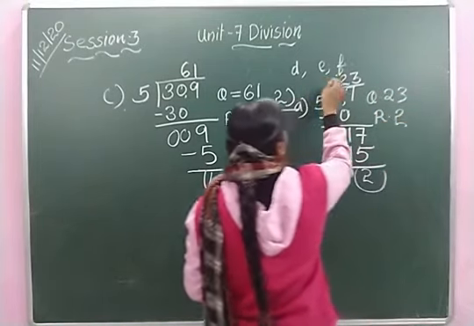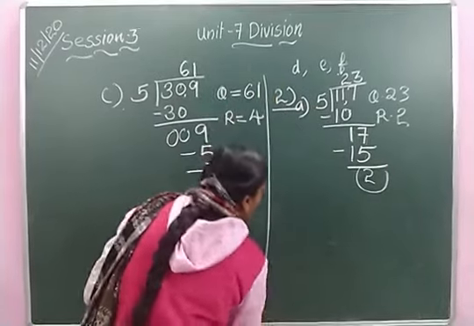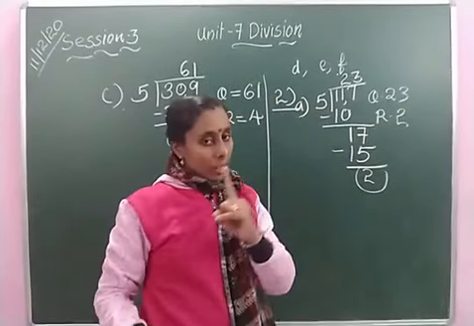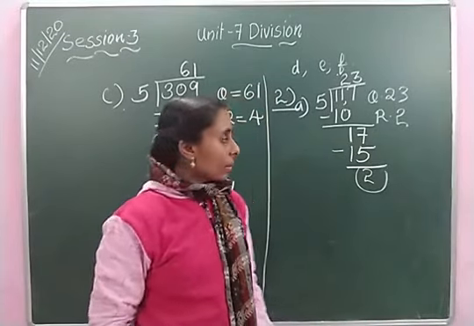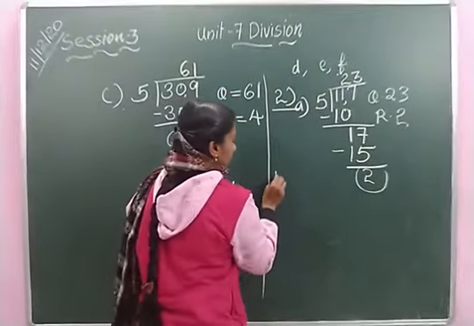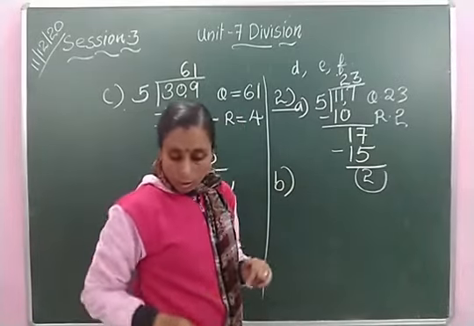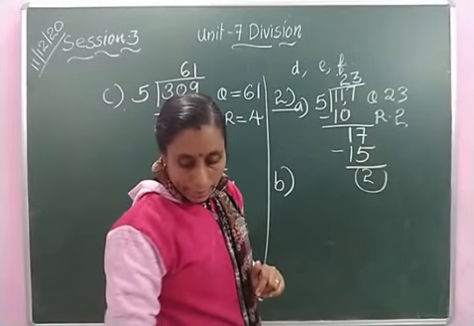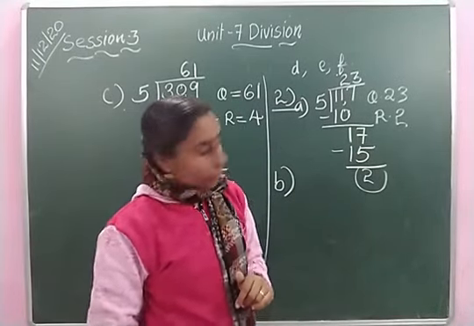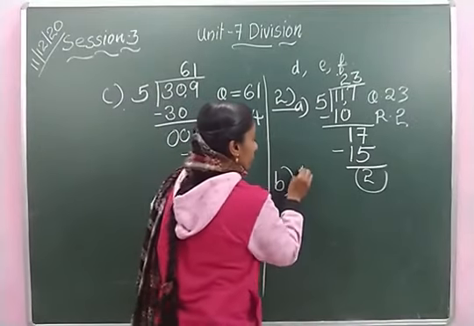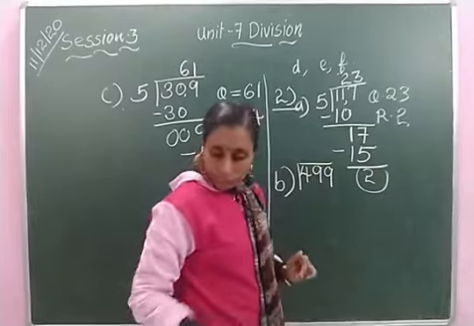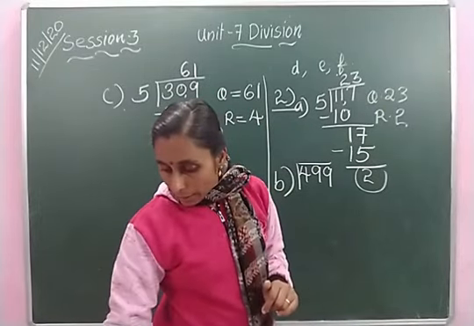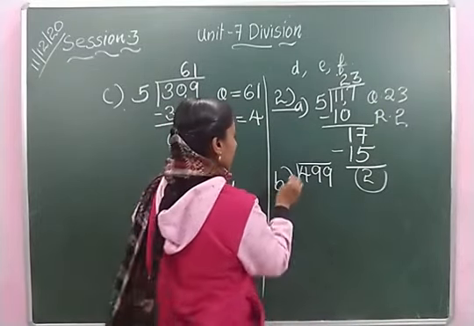This all you can do. This is your book copy work, okay? Question number 2, that is your copy work. You can write in your copy. Then, question number B, 499 divided by 9.